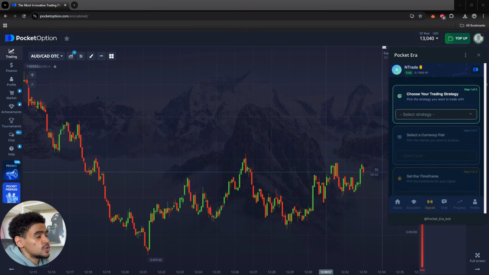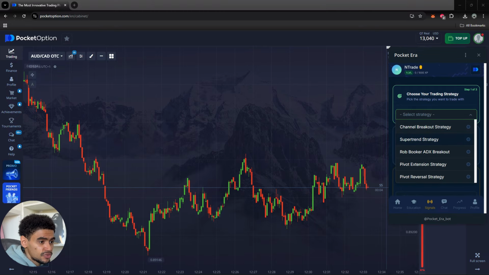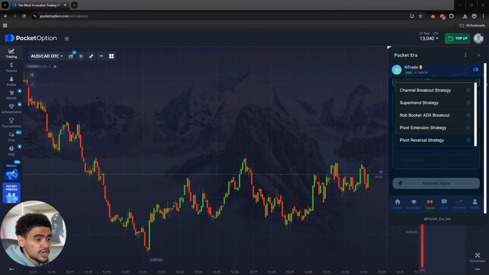So what do we do? We select an asset. We want a high payout asset. And before you even select an asset, you can already select a strategy that you like. I really like pivot reversal strategy here.